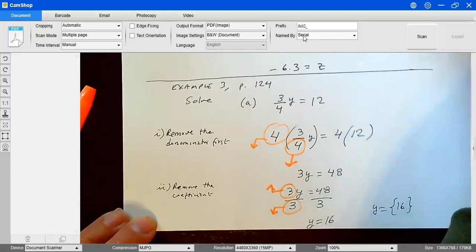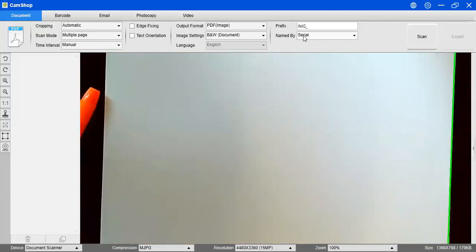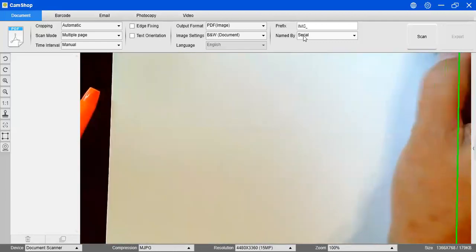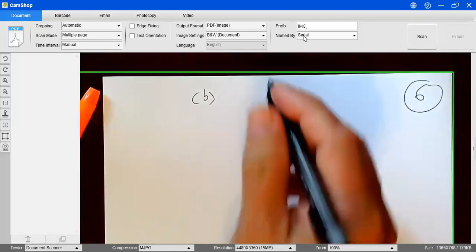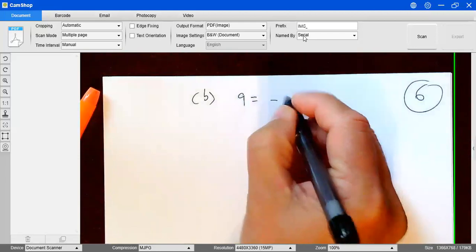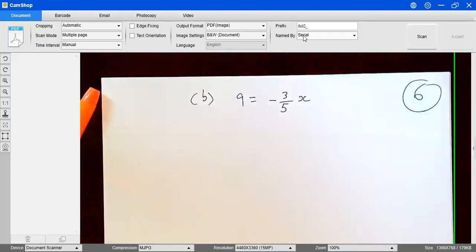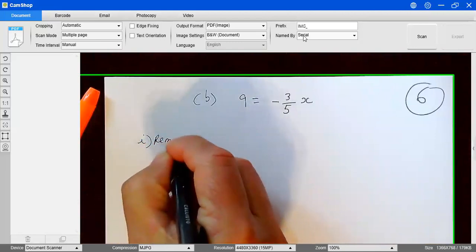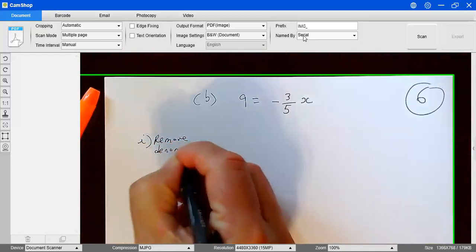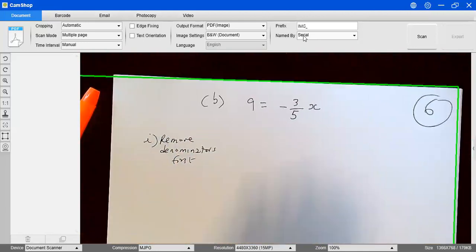Now let's work one more case similar to this one. So this is going to be part B. And part B is 9 equals negative 3 over 5x. Again, we have a denominator to remove, so remove denominators first. I'm going to write this many times for you to remember.